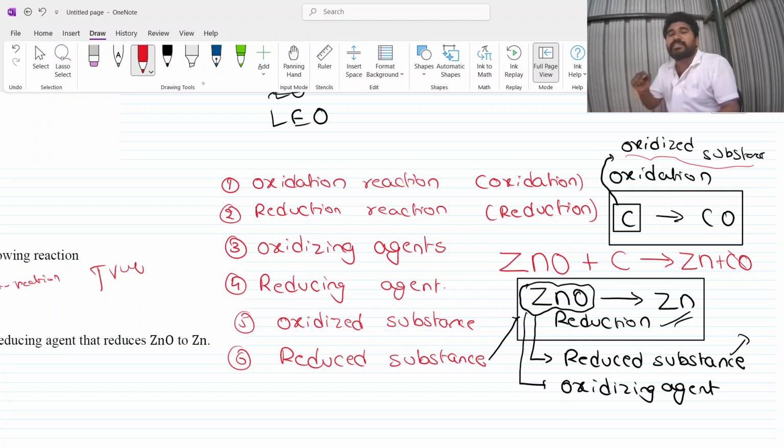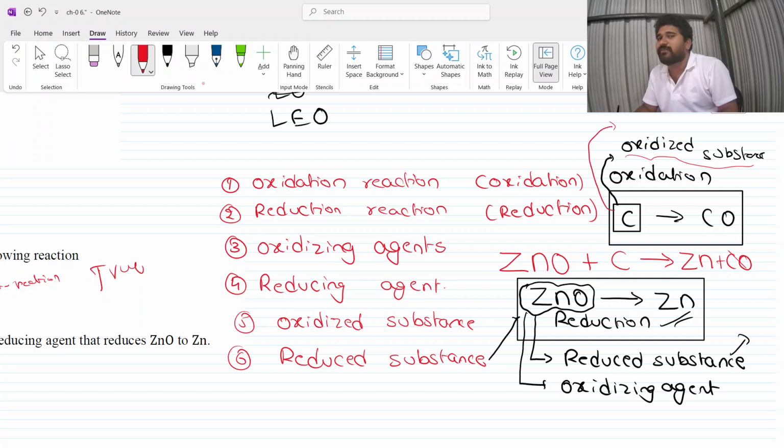Remember, that is a normal doubt. Everybody will have that doubt. You may think the oxidized substance should be on the right side, CO, right, sir? Yes, but that is wrong. That's why I said all of your answers will be on the left side. Keep this in mind. Understand? Clear for everybody?